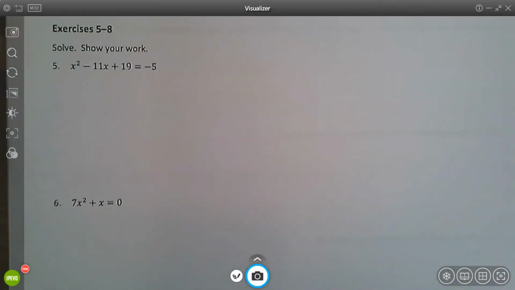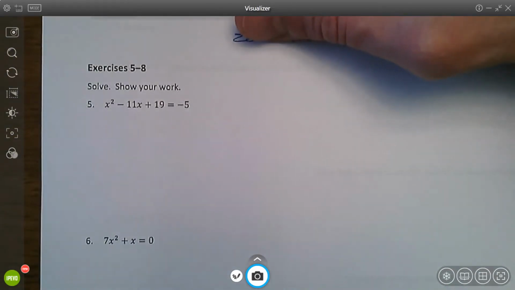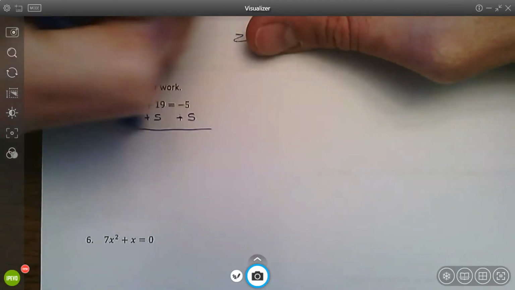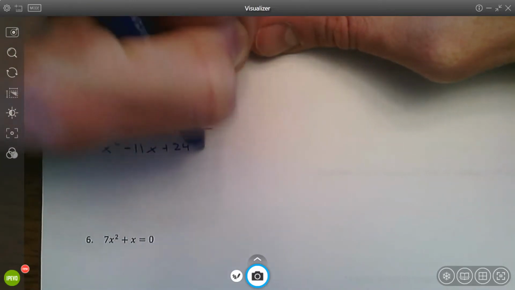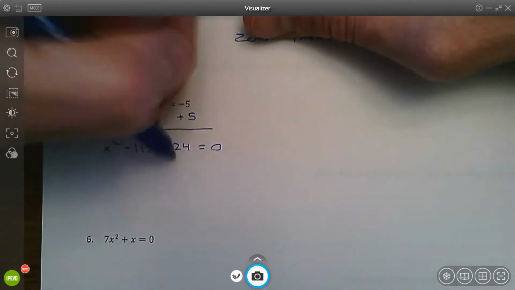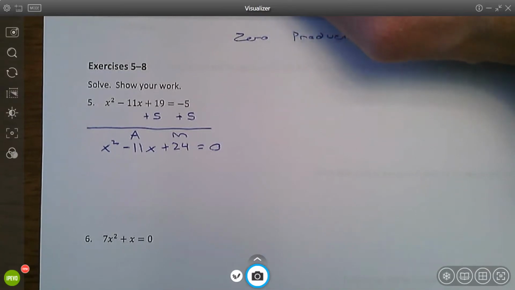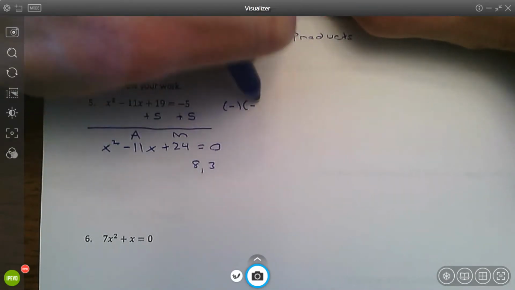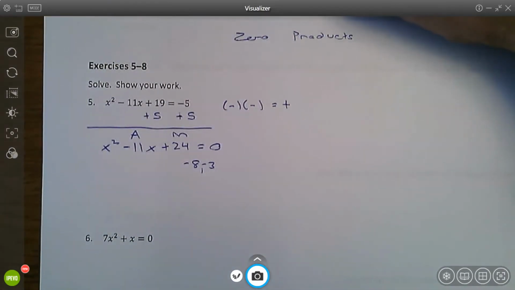So if we take a look at page 28, I'm going to start with question number 5. In order to use the zero product property, the equation needs to be set equal to 0. So I'm going to add 5. So x squared minus 11x plus 24 equals 0. I need two numbers that add to negative 11 that multiply to positive 24. So my magic numbers are 8 and 3. A negative times a negative equals a positive, so this needs to be negative 8 and negative 3.